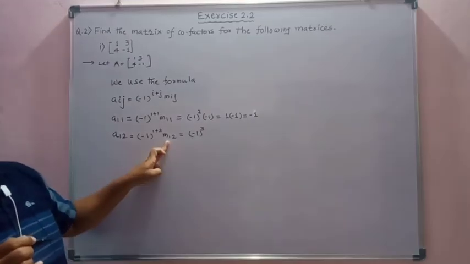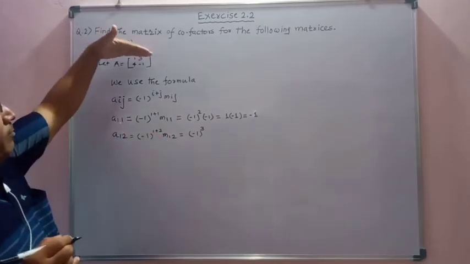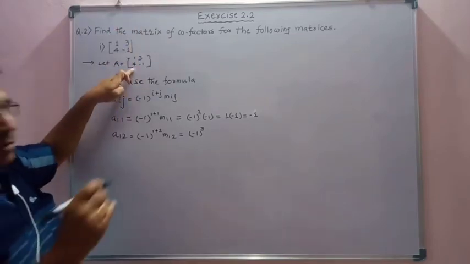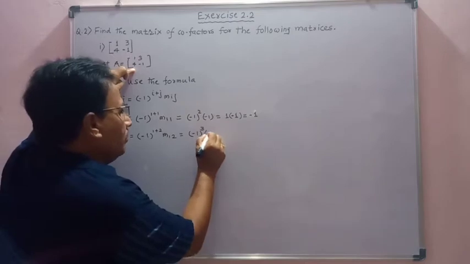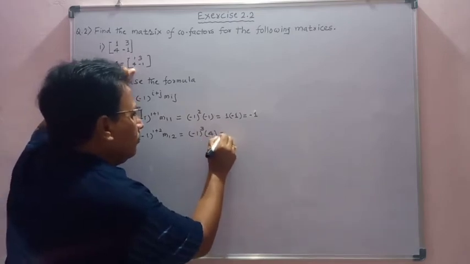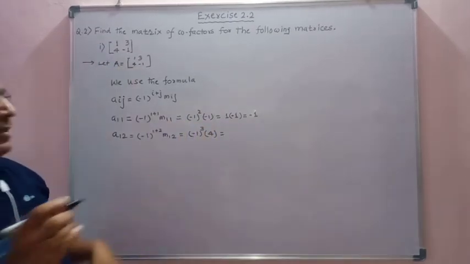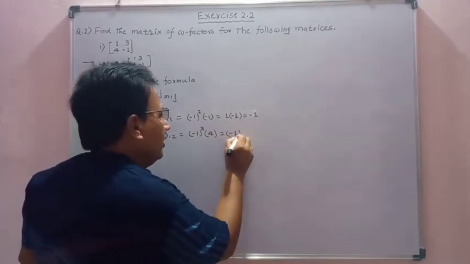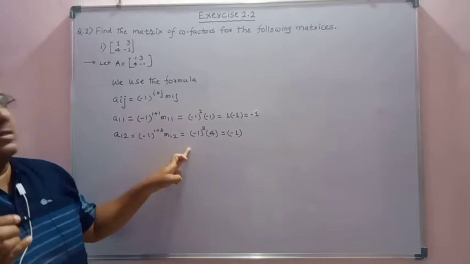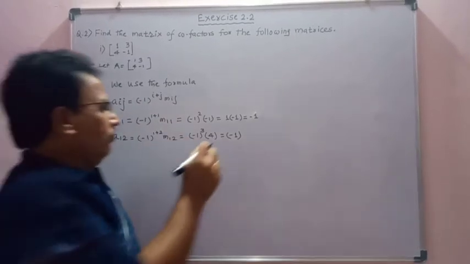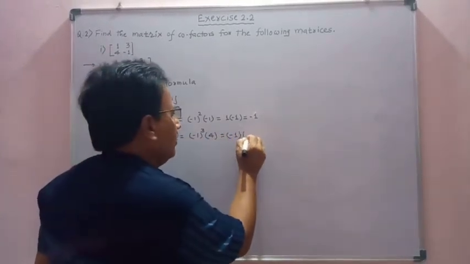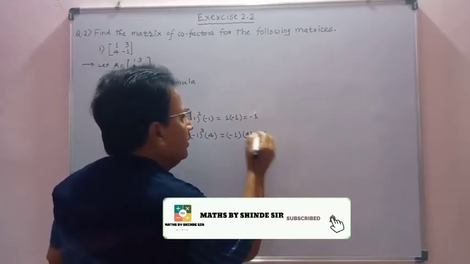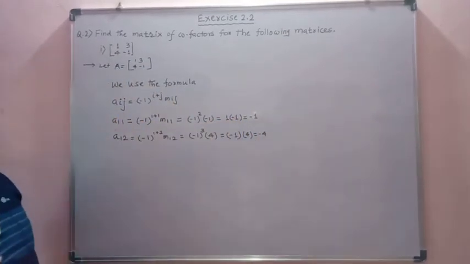M12 means leaving off the first row and second column. This minor is 4. Minus 1 cube into M12, which is 4. Minus 1 cube is minus 1, into 4. This cofactor is minus 1 into 4, which is minus 4.